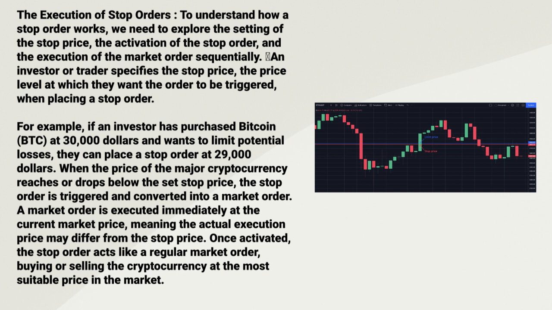When the price of the major cryptocurrency reaches or drops below the set stop price, the stop order is triggered and converted into a market order. A market order is executed immediately at the current market price, meaning the actual execution price may differ from the stop price. Once activated, the stop order acts like a regular market order, buying or selling the cryptocurrency at the most suitable price in the market.